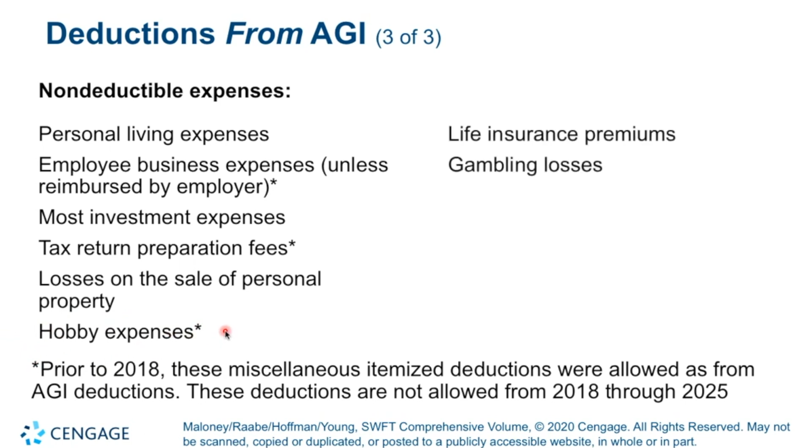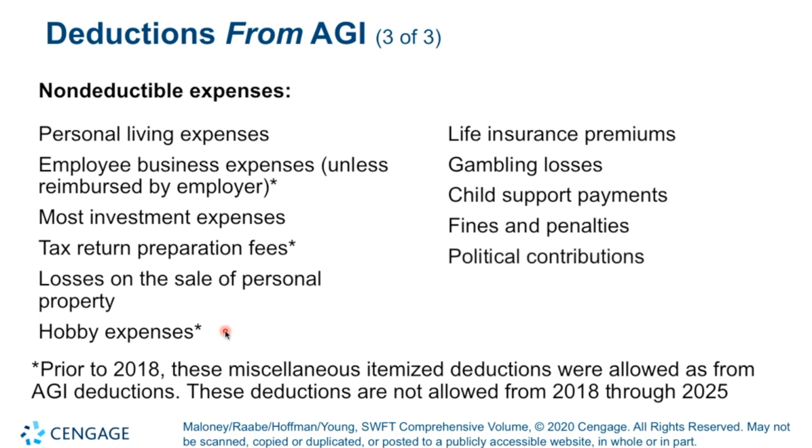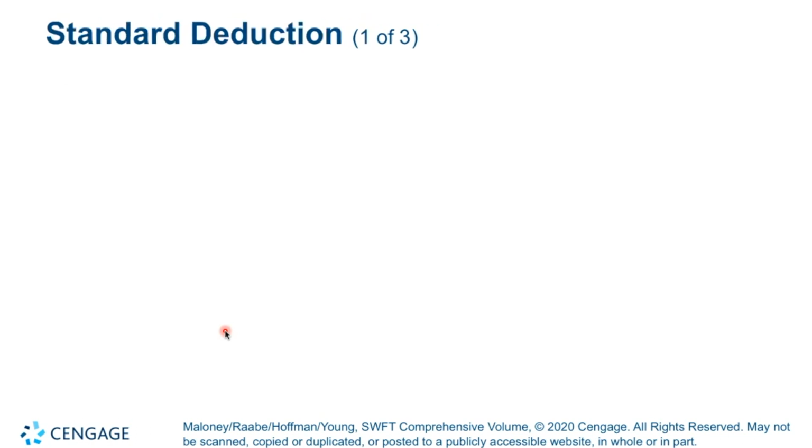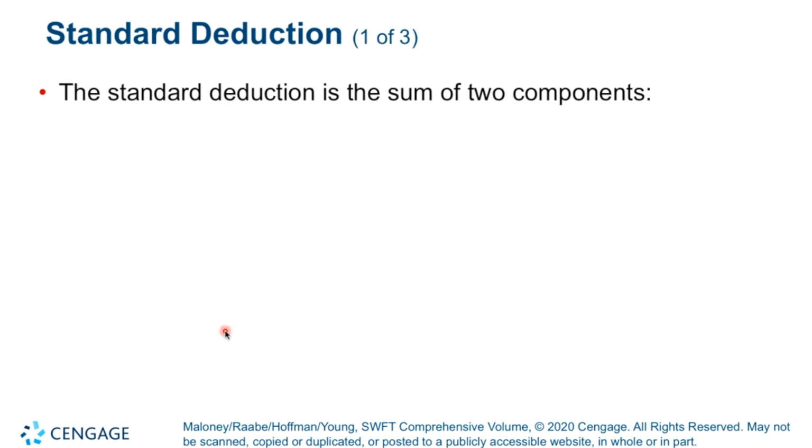Life insurance premiums non-deductible, gambling losses, child support payments, fines and penalties for any purpose, never deductible, political contributions, funeral expenses, capital expenditures. So our standard deduction is typically one amount that was listed on the left side of the tax return we just looked at, but sometimes there's two components.